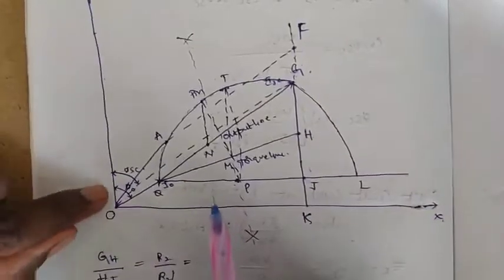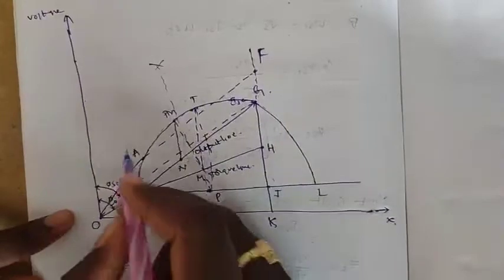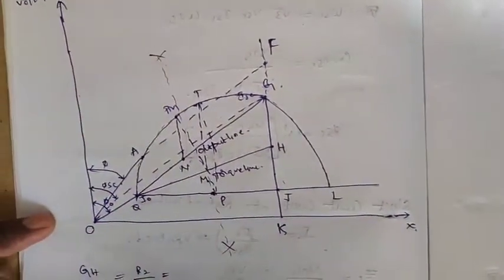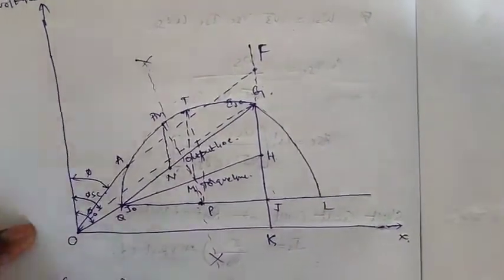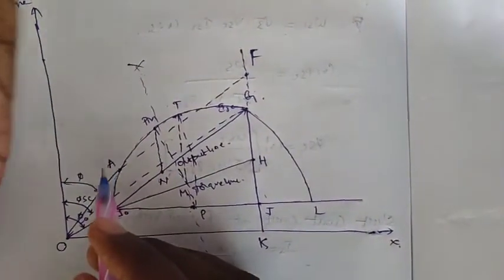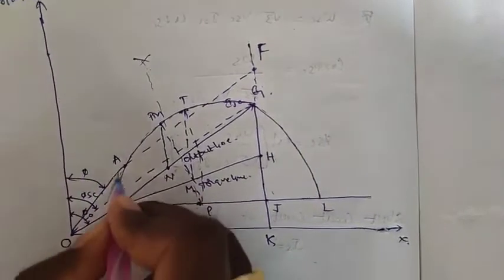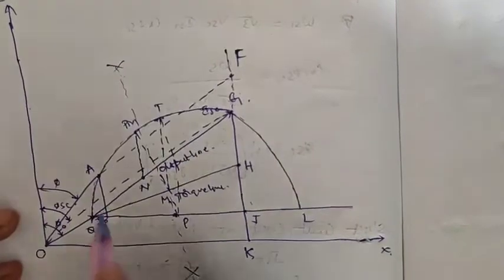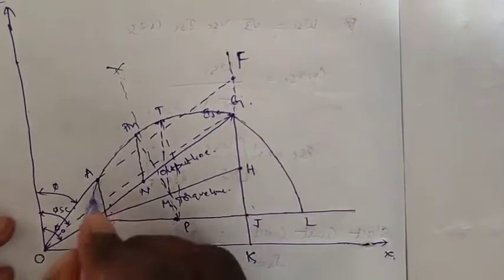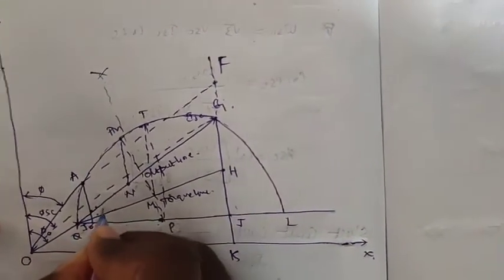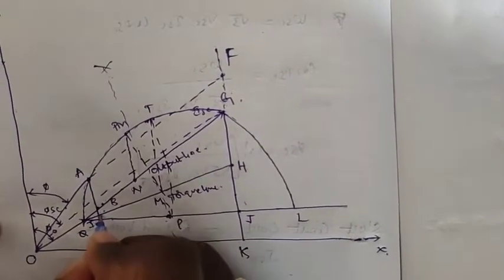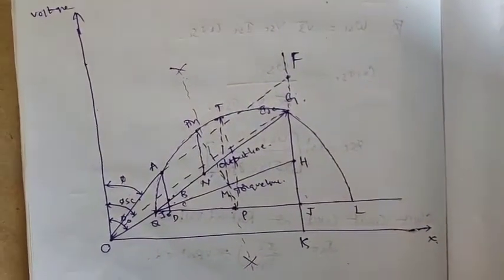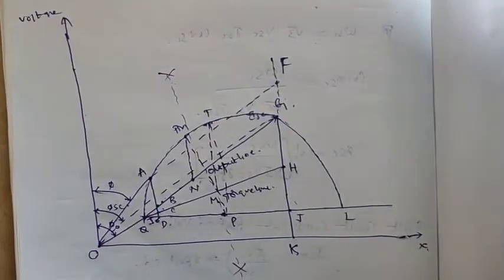After that, drawing OA, the angle is some phi. Then draw one parallel line parallel to the y-axis with the point A. That cuts the output line, torque line and reference line. So putting some points A, Z, B, this one is C, this one is D. So this is about the circle diagram, how to draw the circle diagram.